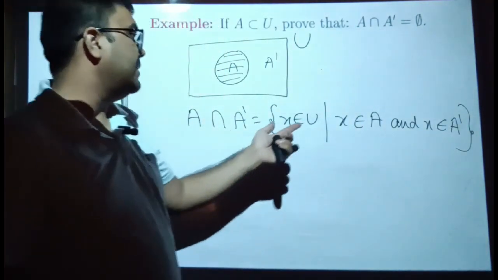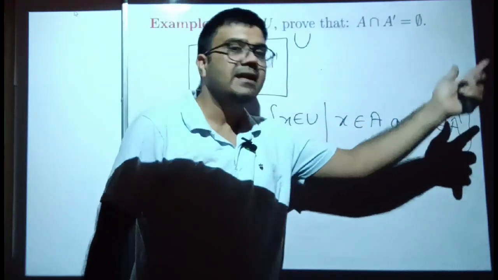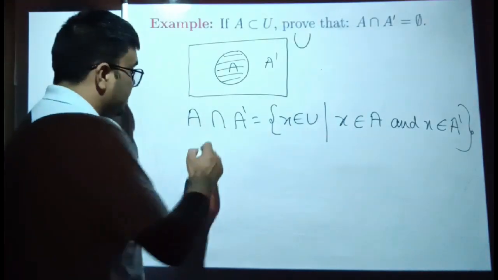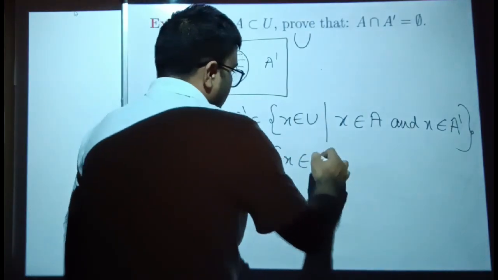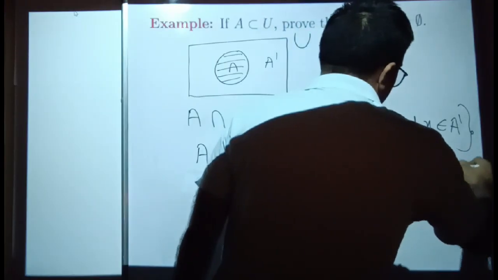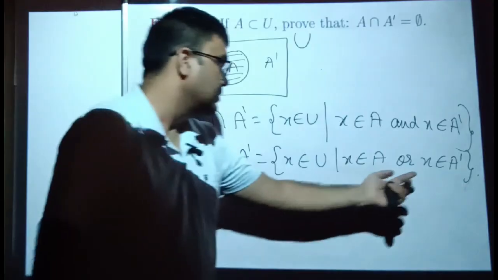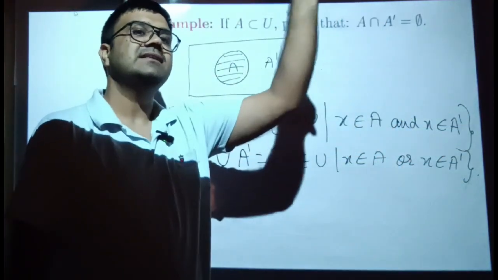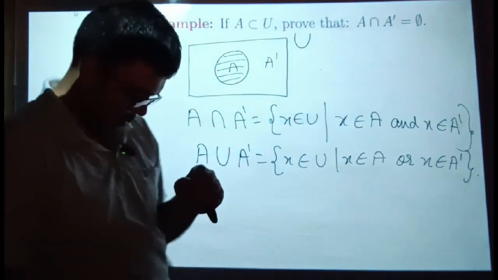Is there any element such that x belongs to A and x belongs to A complement? There is no element. When we were talking about the union, A union A complement, we were having x belongs to U such that x belongs to A or x belongs to A complement. It was OR over here. So we are saying either x belongs to A or x belongs to A complement or both. Then we were saying that any element of the universal set will satisfy this property.